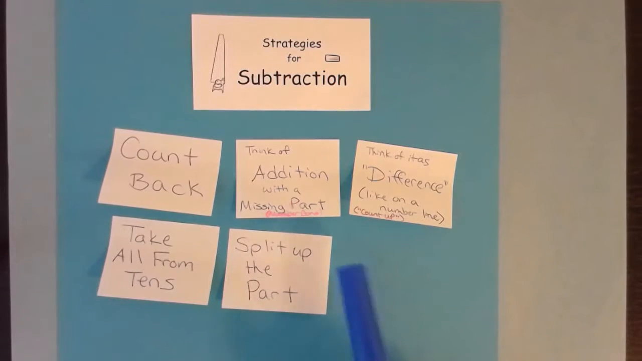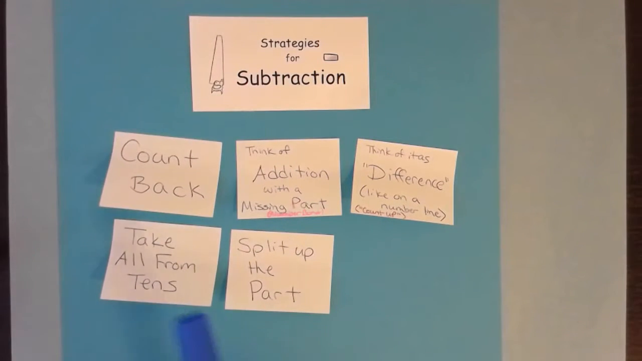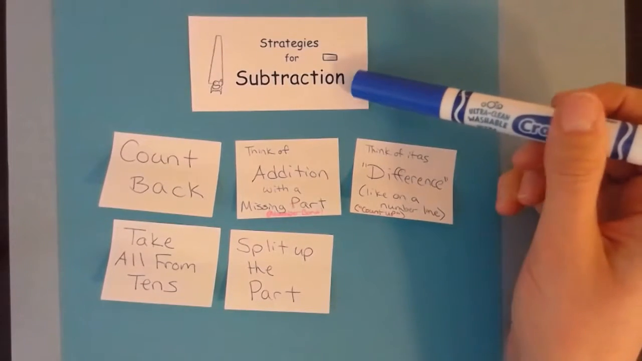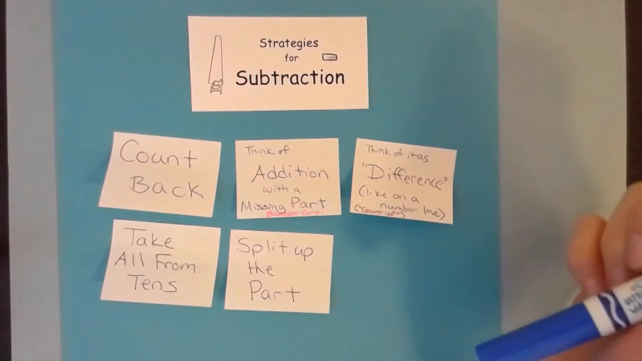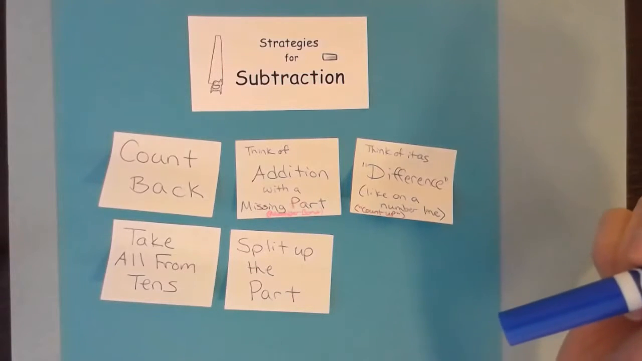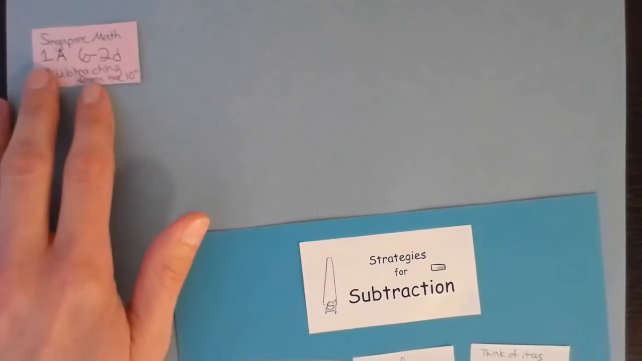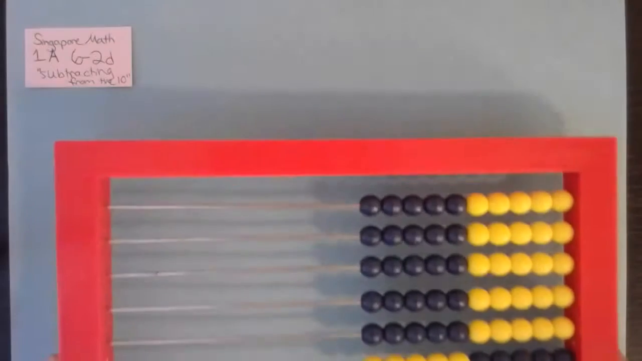I'd love to talk about them all now, but in the interest of time, I'm going to talk about taking all from tens. Take all from tens. Another way to call that is subtracting from the 10, but this is one strategy for subtracting. It's not my personal favorite, but that's okay. Some people, this really works well in their brain. So I want to comment that it was mentioned in the Singapore Math 1A book, but we come back to it again in the 1B book, and that's what I want to talk about now.